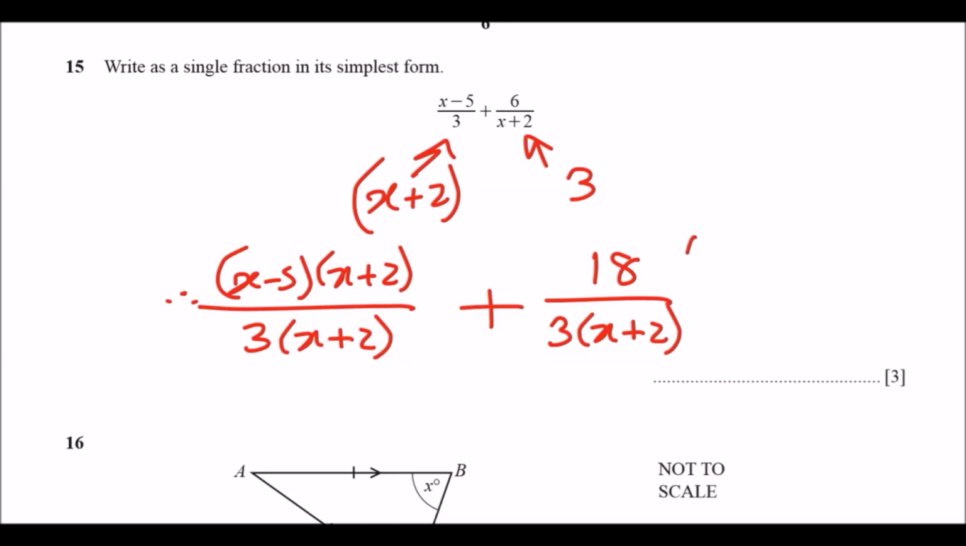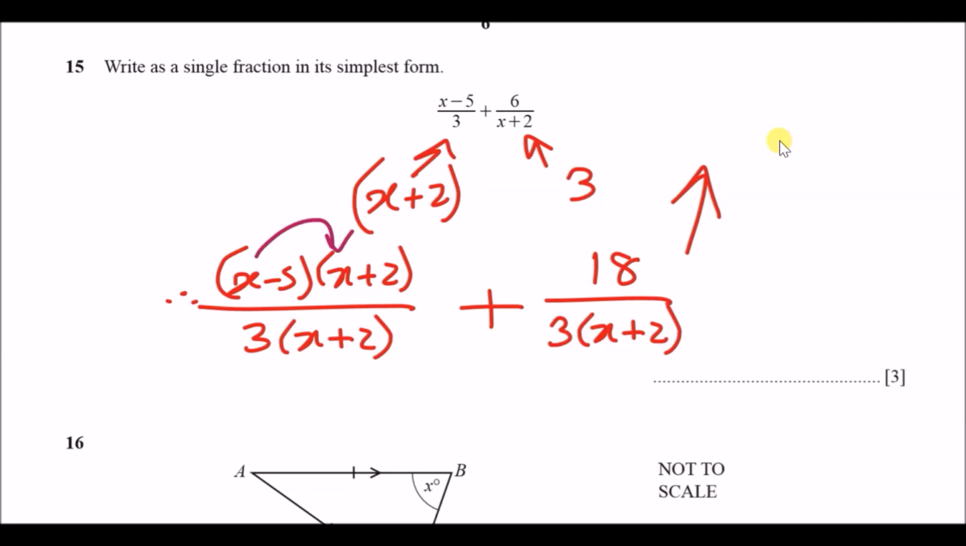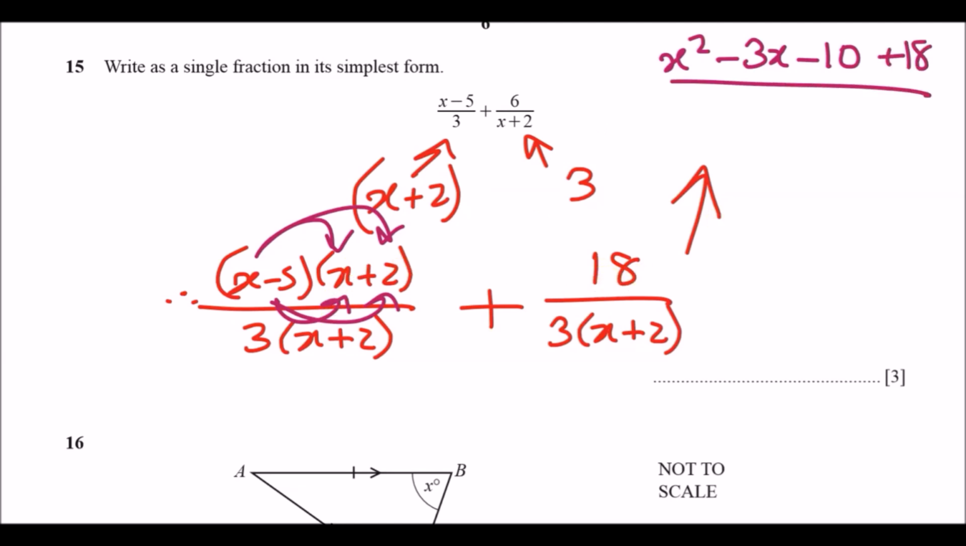Now to finish this off, all we have to do now is literally expand this double bracket. So using that FOIL method, we just do x times x and then x times 2, minus 5 times x and minus 5 times 2. And this will give us x squared plus 2x and then minus 5x, so that gives us a minus 3x minus 10. And then we can add it to the next fraction, which is plus 18. The reason why is because since you've got common denominators, you can just combine the top. So this left side plus the right side. And all of that over 3 times x plus 2.